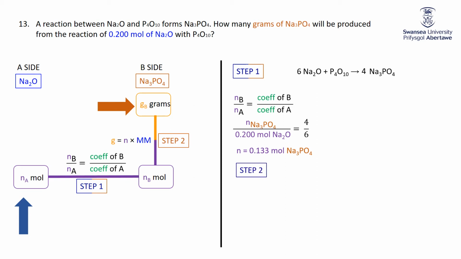Step number 2 now, the very familiar conversion between moles and grams. Grams is moles times molar mass. Throw everything in. Moles was 0.133. That's this box here from the calculation we did in step 1. Molar mass of Na3PO4. Again, I'm not going to dwell on these, but you can see where all that comes from. And that gives us a total of 21.9 grams.